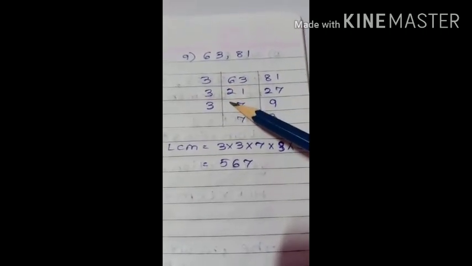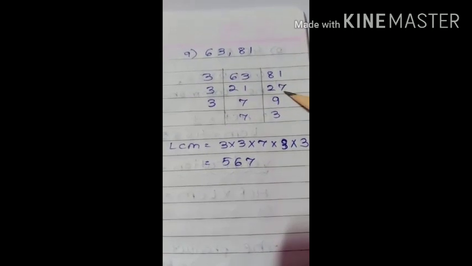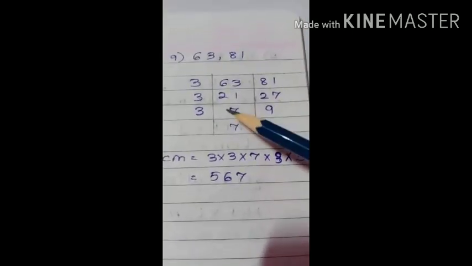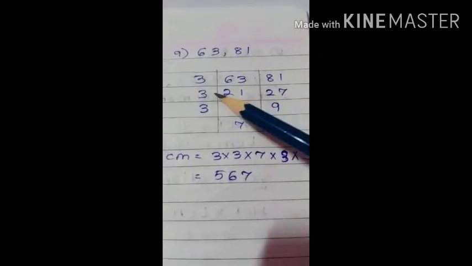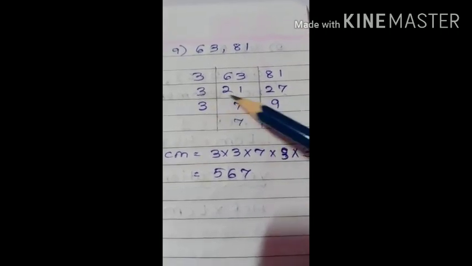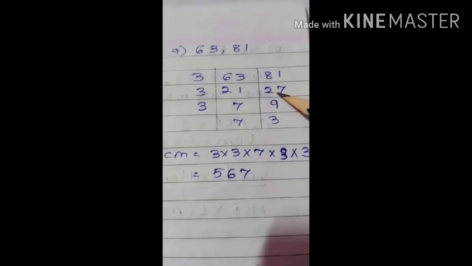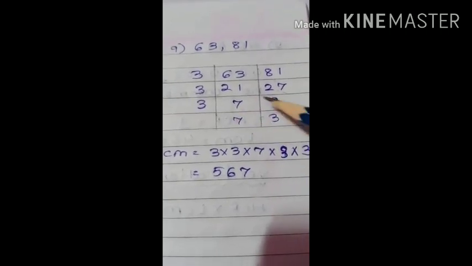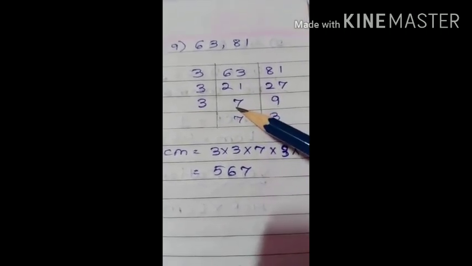So what answer did I get here? 21 and 27. Now again both are divisible by 3. So I divided here by 3. 3 7s are 21, 3 9s are 27. 7 and 9. 7 is a prime number. So it will remain as it is.